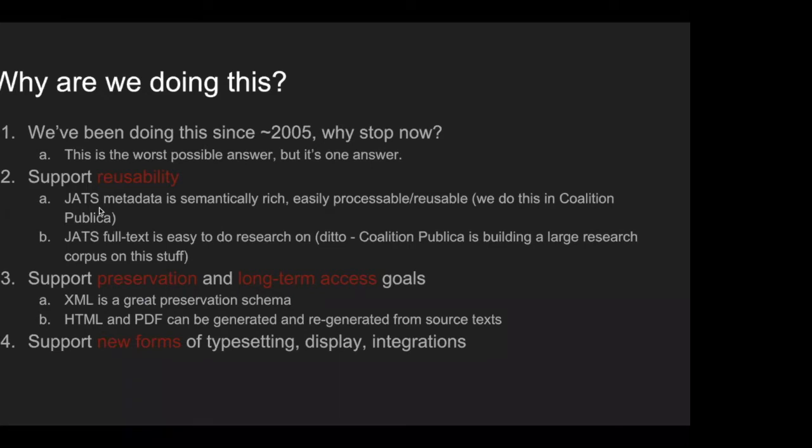It's also easy to do research on. It's easy to develop into a larger scale and more usable research corpus. And again, we're doing that within Coalition Publica as well. It supports preservation and long-term access goals. So XML is a great preservation form, and HTML and PDF can be generated and regenerated from these source texts.